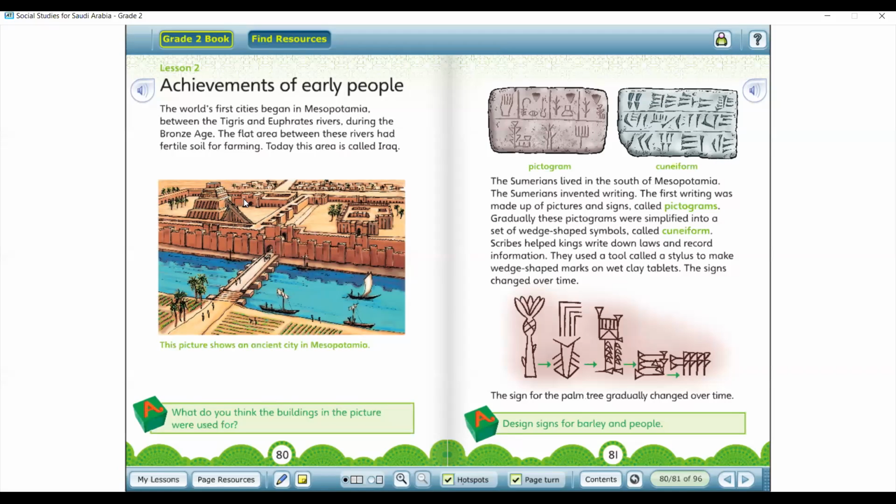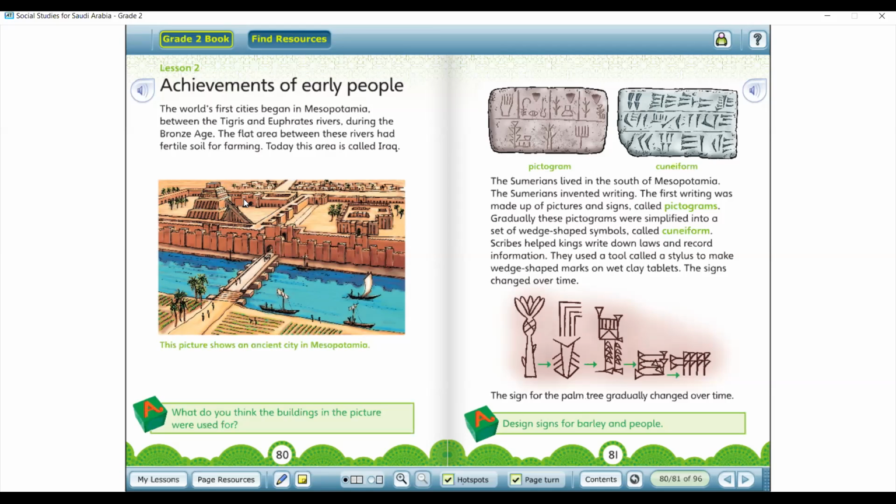So I would start. It's basically about the achievements of the early people today, and specifically the Sumerians and the parts of Mesopotamia that they used to cultivate crops and using the landscape to make the most of their living, and the way they used to develop writing and also make a good living for themselves. So the achievements of early people.